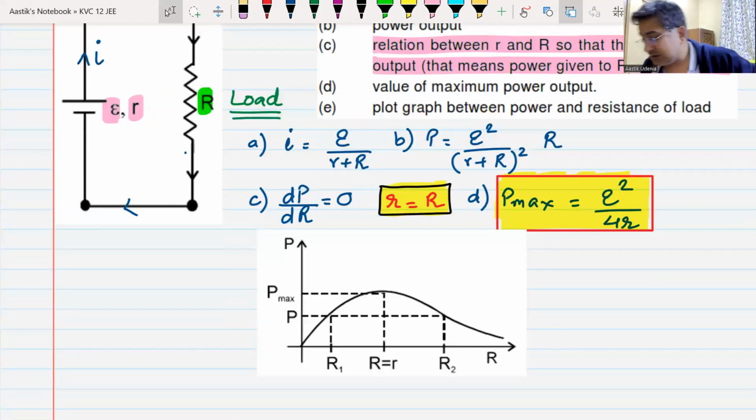This is how the graph looks like. Power is maximum at this junction, and here the value of small r is equal to capital R. Draw this graph.